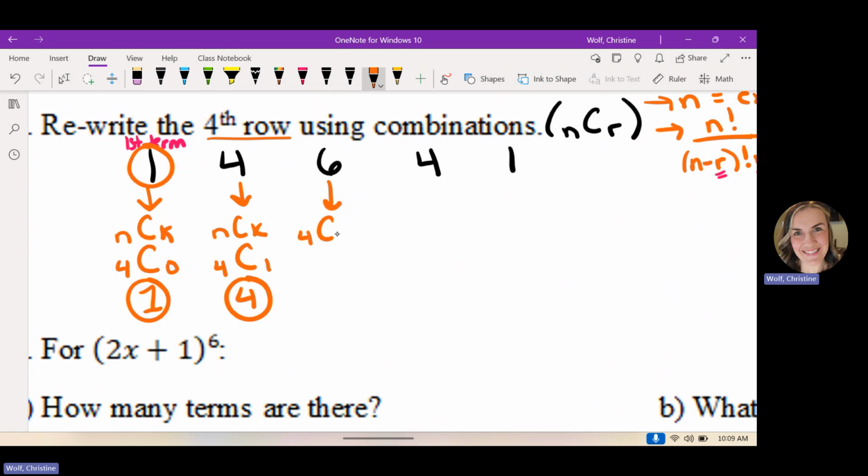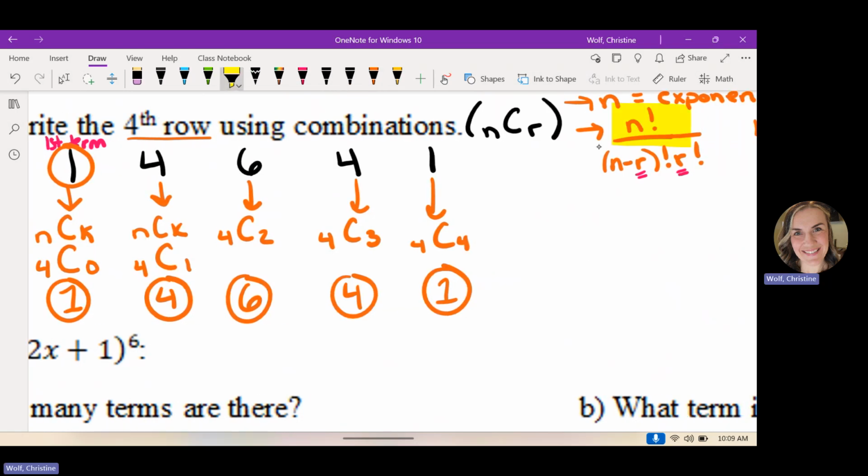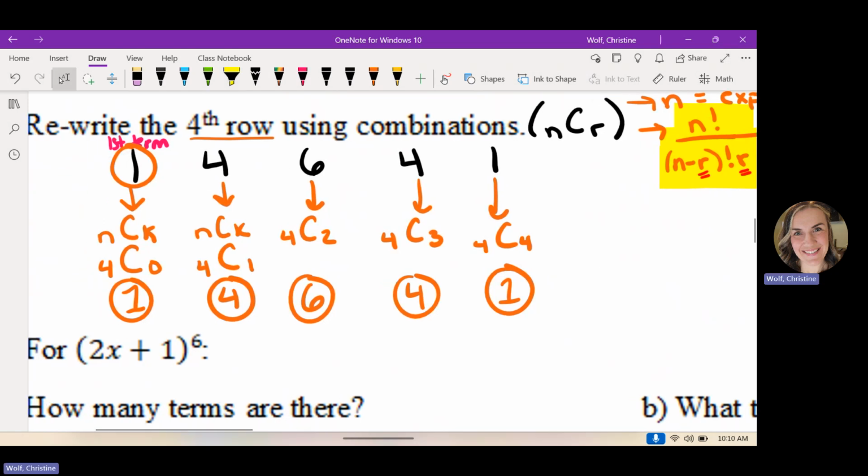This would be 4 choose 2, 4 choose 3, 4 choose 4. You plug those all in, you would get 6 here. It works. 4 choose 3, 4 here. It works. And 4 choose 4 is 1 again. Okay. So if you don't have that button, remember, you just have to use this formula on repeat, remembering that your r is actually your k, and you just plug those all in instead. Okay? So that's how I'm proving to you that Pascal's triangle works with combinations.